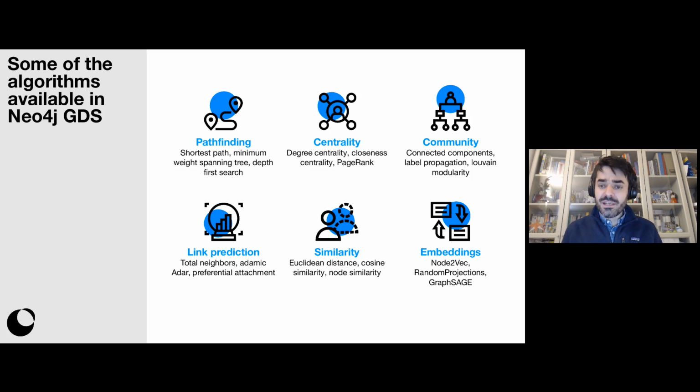Specifically, you can see the name of the various algorithms in each category. For example, in terms of pathfinding, there's the shortest path algorithm. In terms of centrality, there's the PageRank algorithm. In terms of community, you have the Louvain modularity algorithm. And you can see all the names of these various algorithms. Once again, all of these algorithms are available directly via the Neo4j browser for you to use.